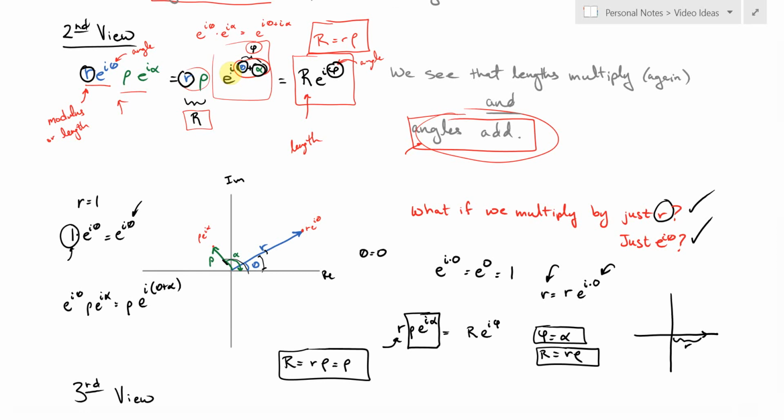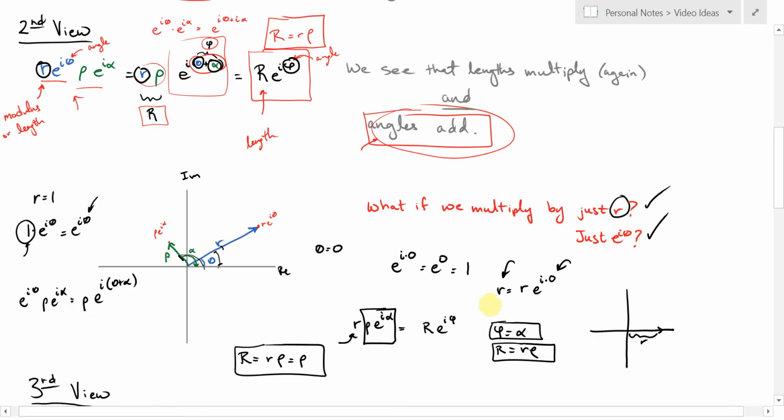I mean, it's not like you have to know what the length of the complex number is in order to know how much it's going to be rotated. You only need to know the angle, and vice versa. If you want to know how long it's going to get stretched or scaled, you don't need to know anything about the angle. You just need to know what that number out front is. That's what I'm trying to communicate here.